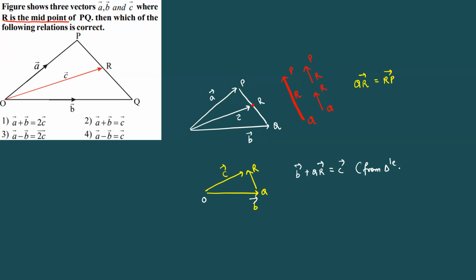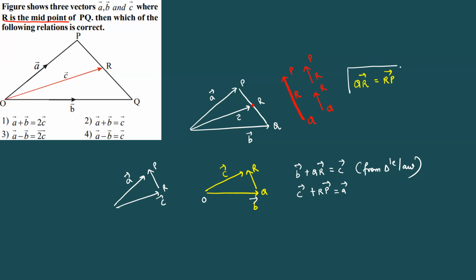Similarly, you can take the other triangle and apply the triangle law. I'll take the top triangle: this is C vector, this is RP vector, and this is A vector. Which are the two vectors taken in the same direction? C vector and RP vector are taken in the same direction, and A vector is taken in the opposite direction. The vector taken in the opposite direction is nothing but the resultant. So we can write C vector plus RP vector is equal to A vector. This is again from triangle law. Are you following?